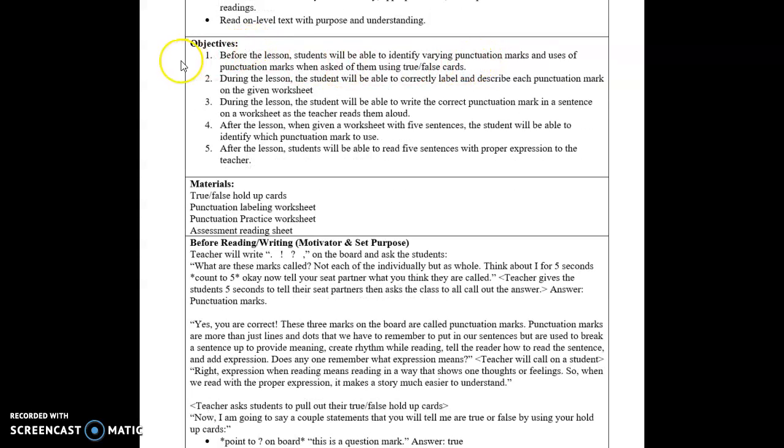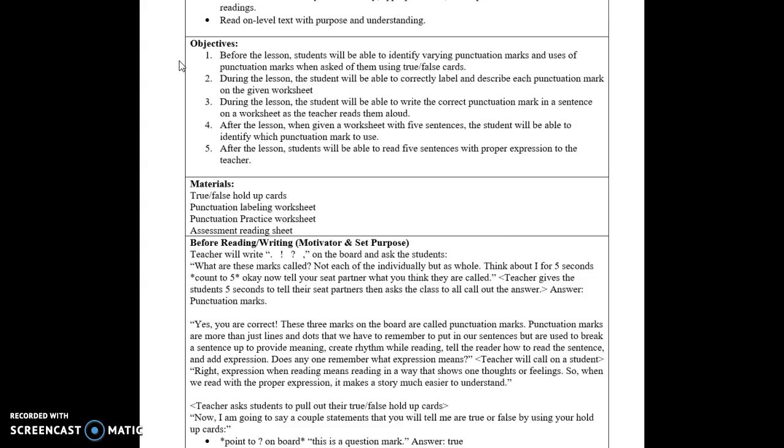For my objectives, I chose before the lesson, students will be able to identify varying punctuation marks and uses of punctuation marks when asked of them using true and false cards. During the lesson, the students will be able to correctly label and describe each punctuation mark on the given worksheet. Also, during the lesson, the students will be able to write the correct punctuation mark in a sentence on a worksheet as the teacher reads them aloud.